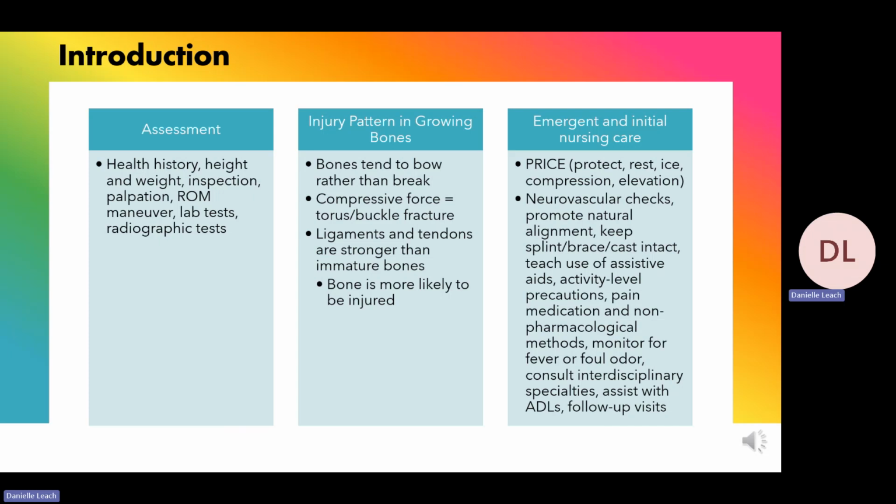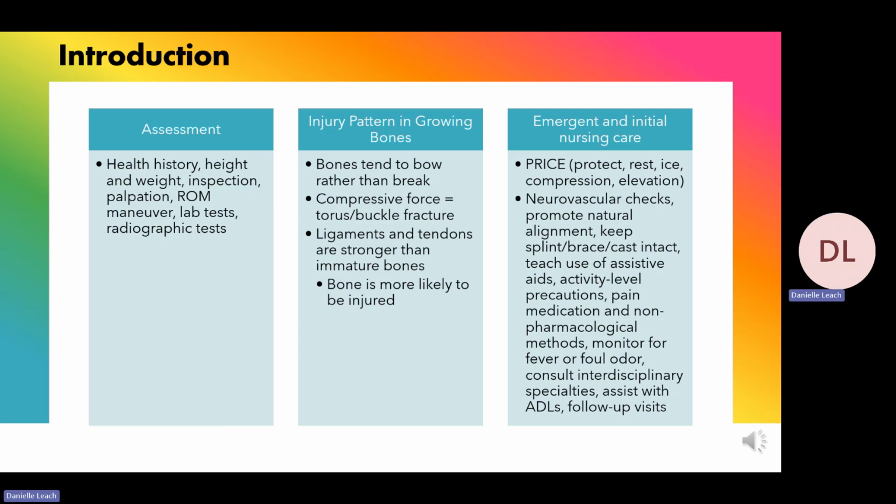And in children, also, the ligaments and tendons are actually stronger than their immature bones. So their bone is more likely to be injured than, say, their ligament and or tendon. So they're more likely to either break a bone or bow the bone or have some sort of injury to the bone rather than, for example, like tearing a ligament.